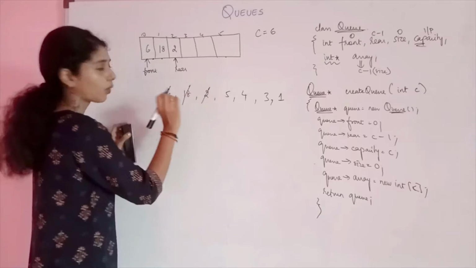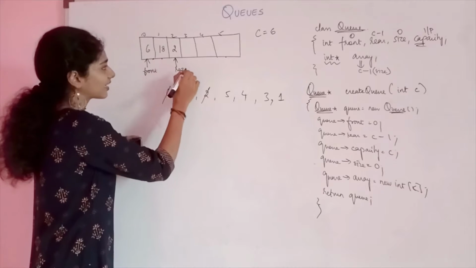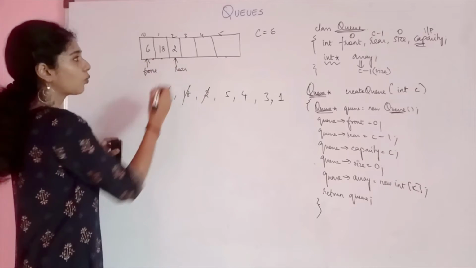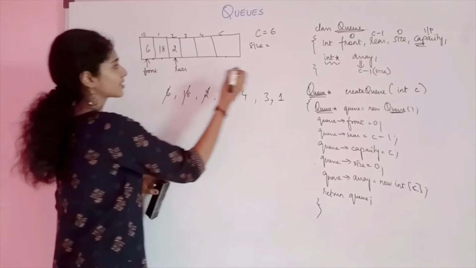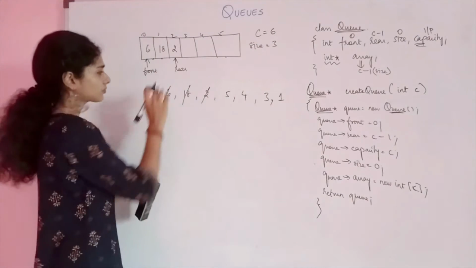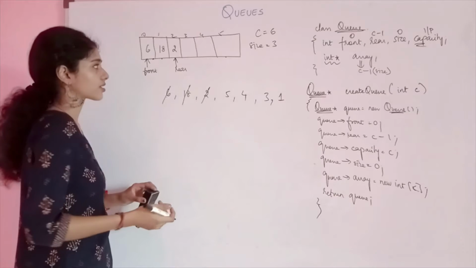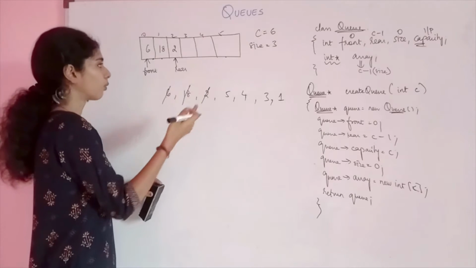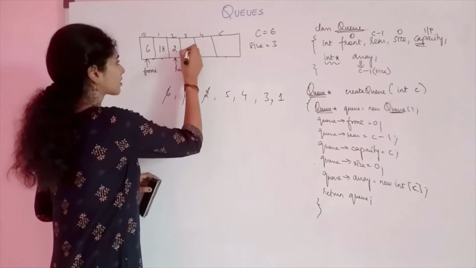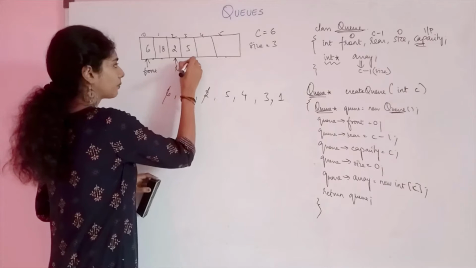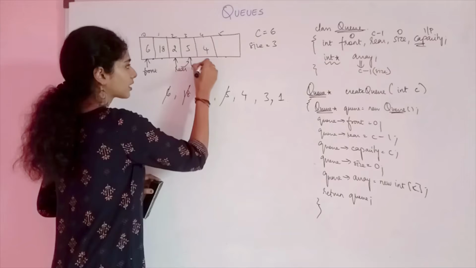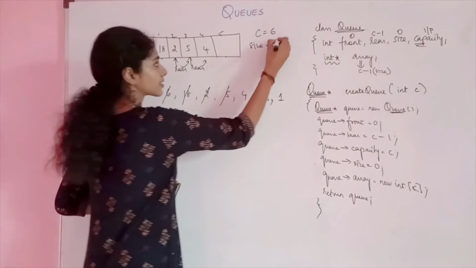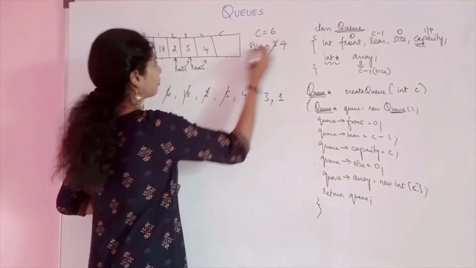If you notice, what is also happening? The size is also getting incremented. Right now, what is the size? The size is initially 0, right? Right now the size is 3. So how many more elements can I insert? I can insert 3 more elements, right? Then I insert 5, so the rear end will point to this. And then 4, the rear end moves and the size will also increment to 4.